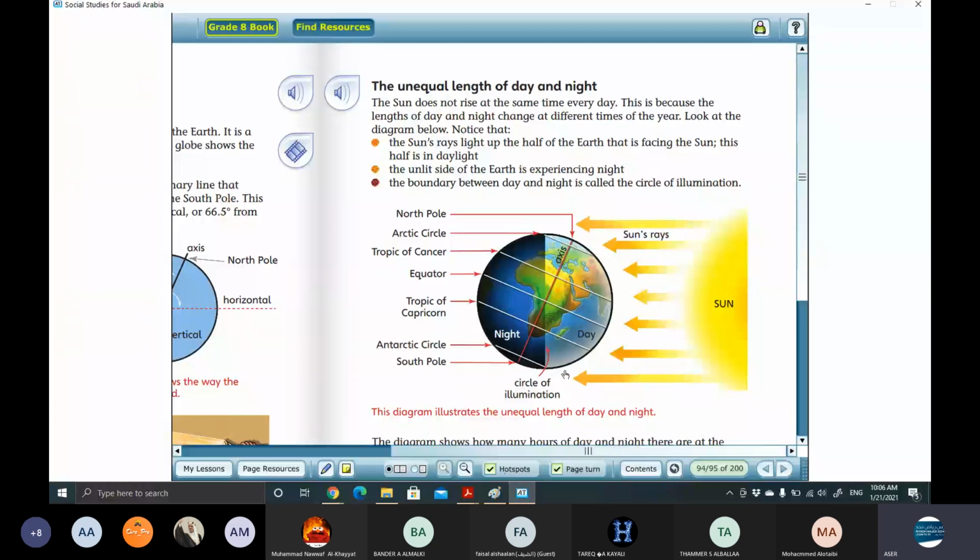Once the circle of illumination is completed, the circle of illumination refers to when the whole part that is in shade comes to be in light, meaning a half rotation of the planet Earth. Once the night becomes day, that's a circle of illumination. All right.